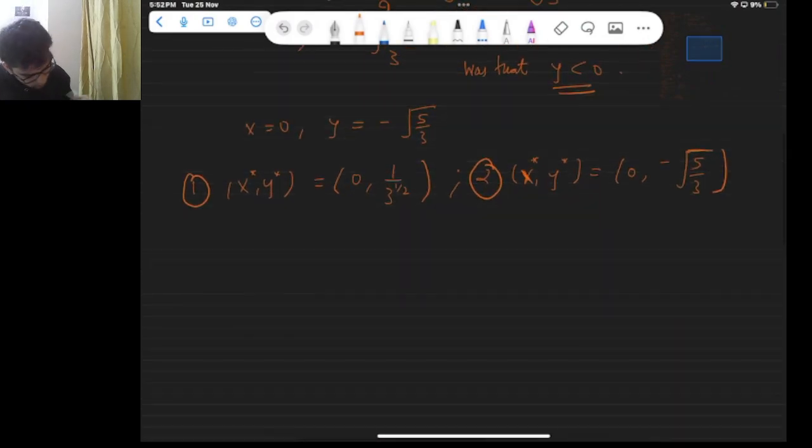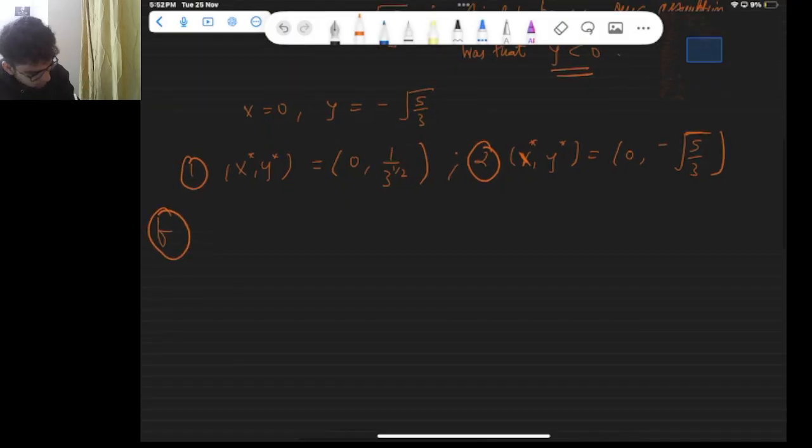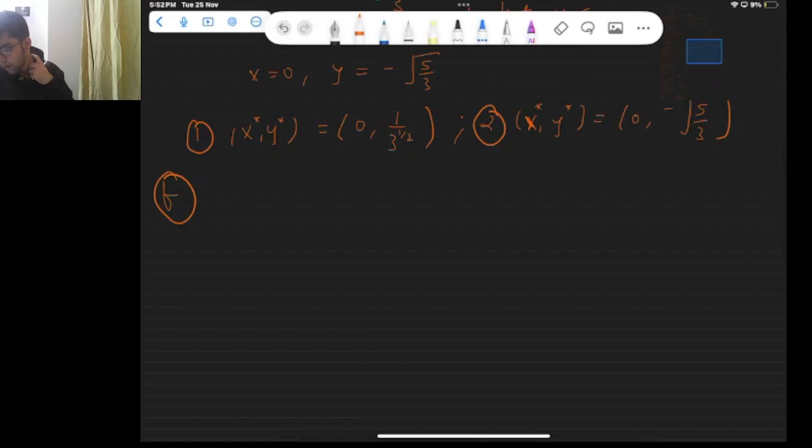Now let's just solve part B. What does part B ask from us? Part B says let S be the set of (x, y) such that x is greater than or equal to 0 and x square plus y square is less than or equal to 1. So they have given us a set. Explain why f must attain a maximum and minimum over S and find the corresponding points.